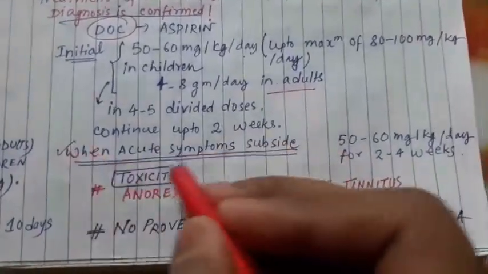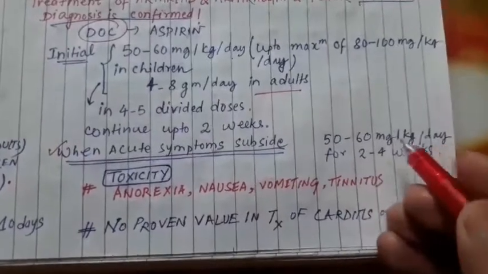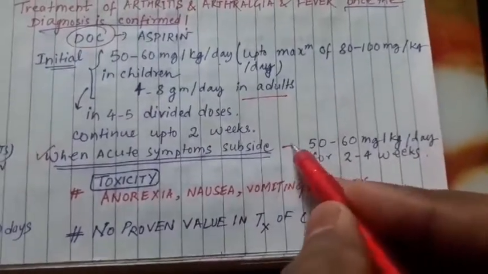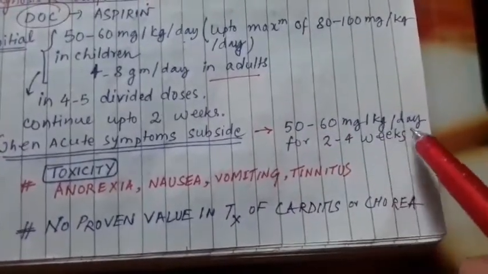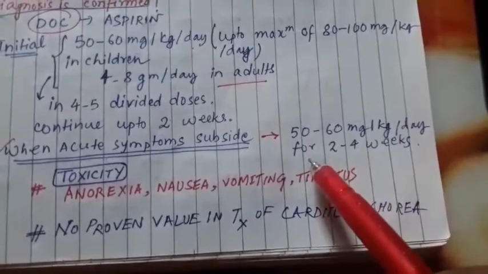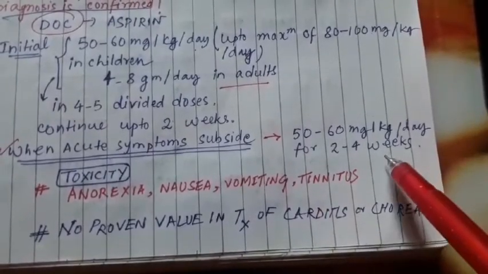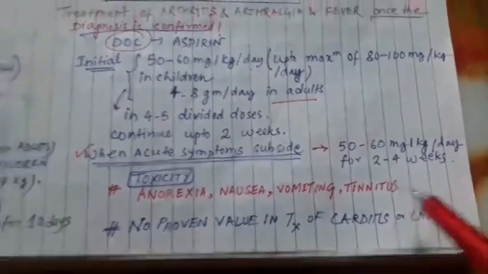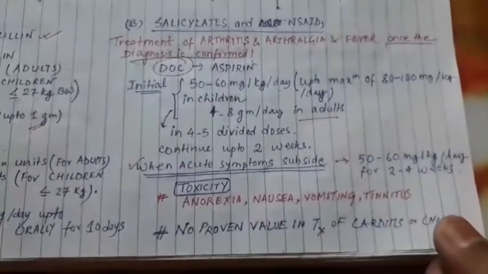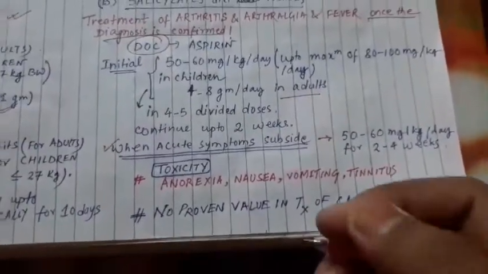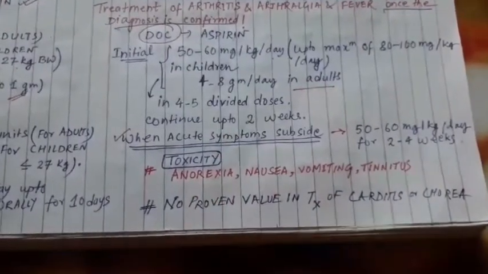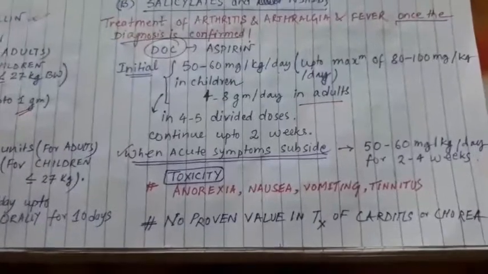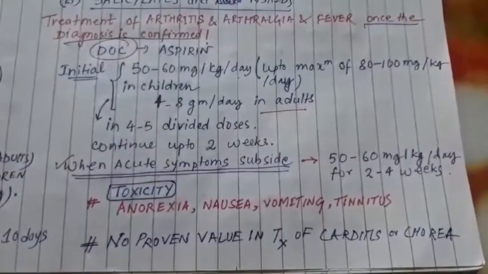When the acute symptoms have subsided, the dose should be tapered and reduced to 50 to 60 mg per kg of body weight per day, and may be continued for a further 2 to 4 weeks. Special care should be given to patients taking aspirin. At higher doses, patients should be monitored for symptoms of salicylate toxicity. The toxicity that aspirin may cause includes anorexia, nausea, vomiting, and tinnitus.